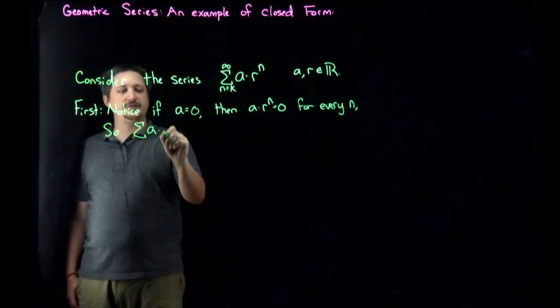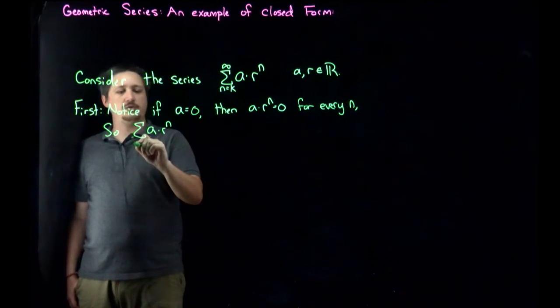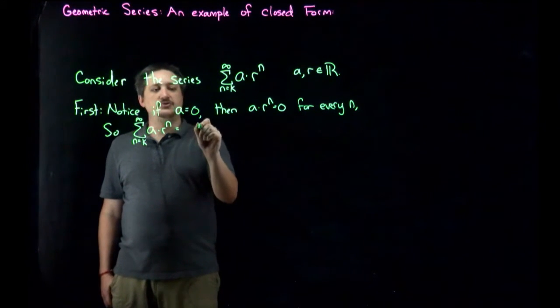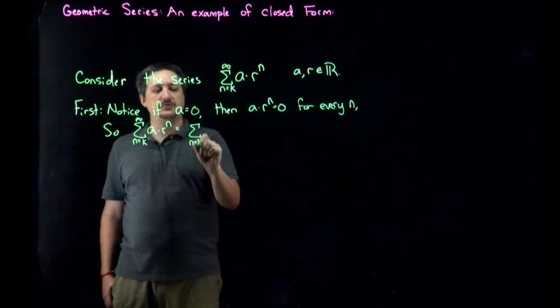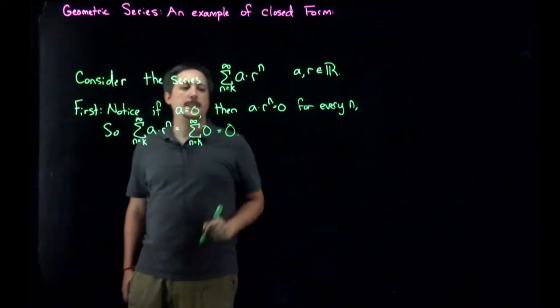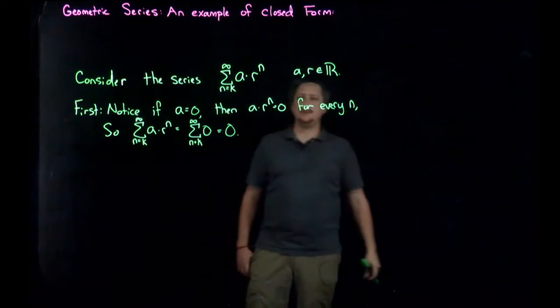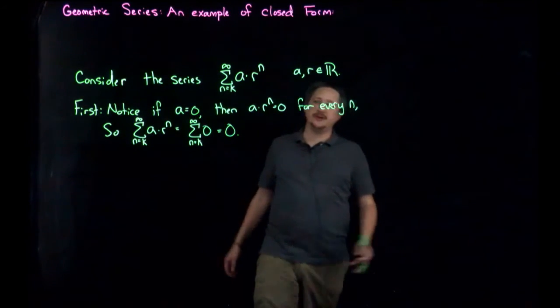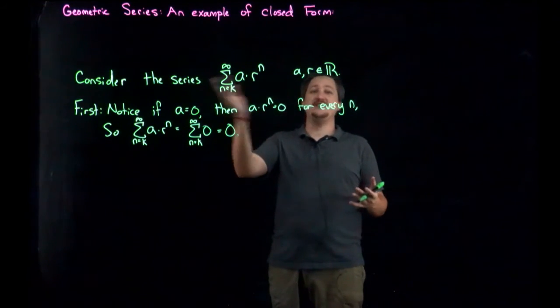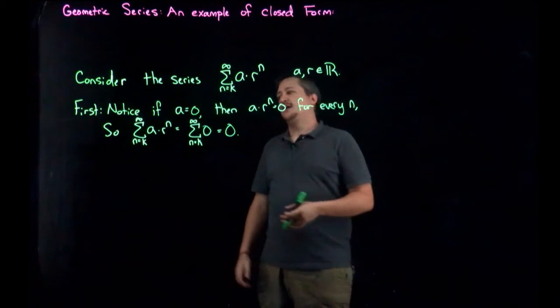So this original series, a times r to the n, for n starting somewhere to infinity, is really just the sum from n equals k to infinity of 0, which is 0. Meaning that I don't even care what r is at that point, I already know the sum, for this sort of silly reason that a is just assassinating all the terms and it doesn't matter.